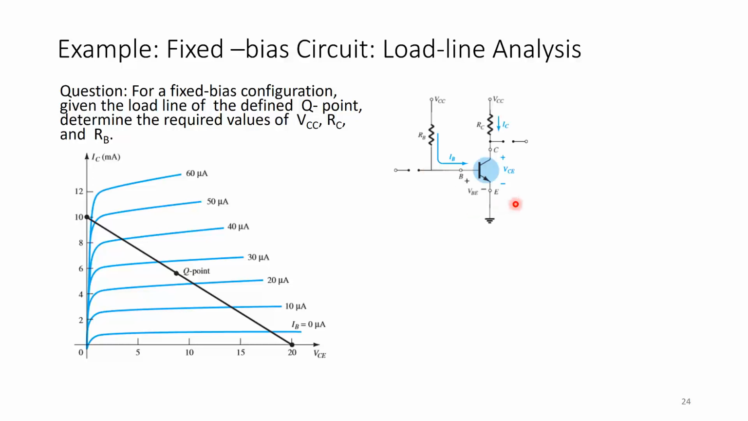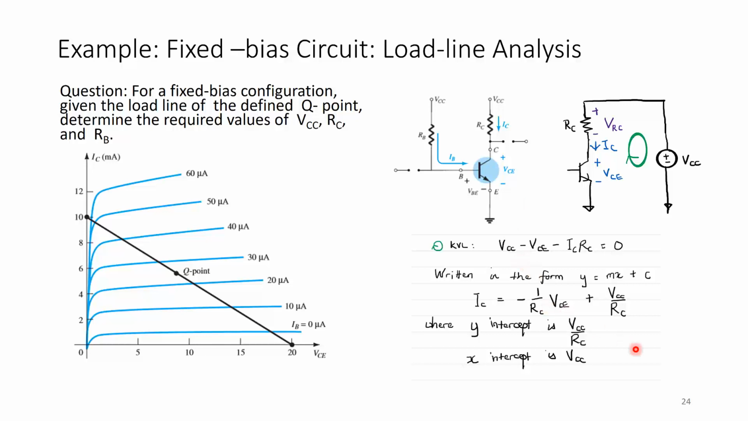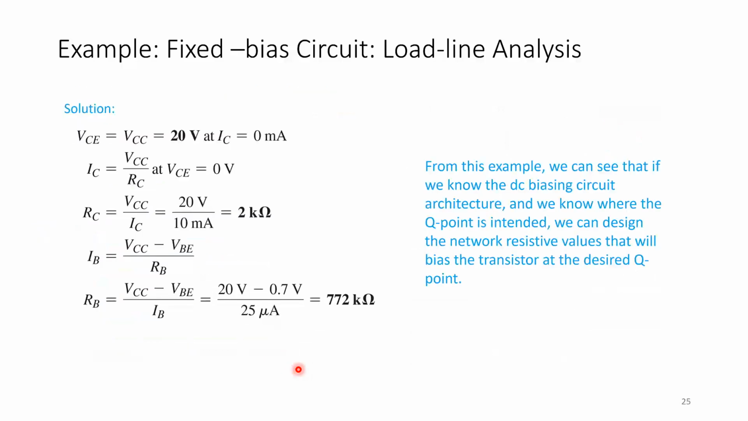So I can draw an output loop, do a KVL, and this is what we get. These are values that I don't have to remember because it's dependent on the circuit architecture. I can just do a simple analysis of KVL, and I find that the y-intercept is VCC over RC and the x-intercept is VCC. So 10 is VCC over RC and 20 is VCC. So the solution is, VCC is 20 volts at IC equals 0 milliamp, and IC is VCC over RC, which is given to be 10 milliamps.